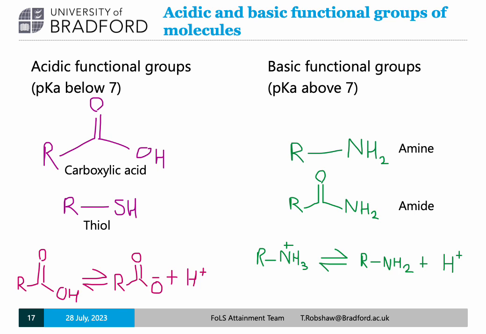Acidic functional groups that you're likely to meet on your travels are carboxylic acids, but also sulfur-containing functional groups. The basic functional groups you meet will be mainly amines and amides. These I would say are the four big ones to watch out for in life sciences degrees.